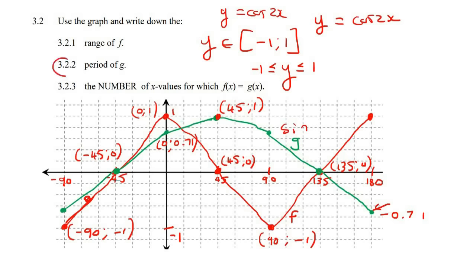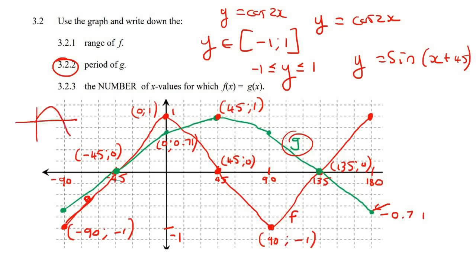For this question, it says that we need to find the period of g. Now, g was this graph, which was the sin graph, sin of x plus 45. And what we said was that this graph is a normal sin graph that has moved 45 degrees left. So if you take a normal sin graph, which has a period of 360, and you move it a little bit to the left, it's still going to have the same period. The period is the distance to make one complete cycle. So the period will still be 360, which is what a normal sin graph is.